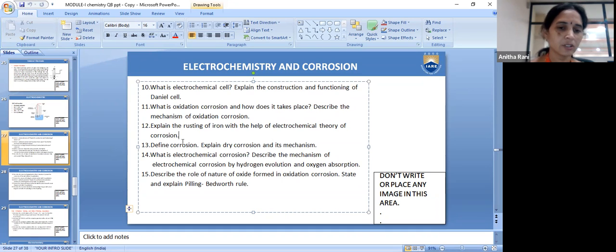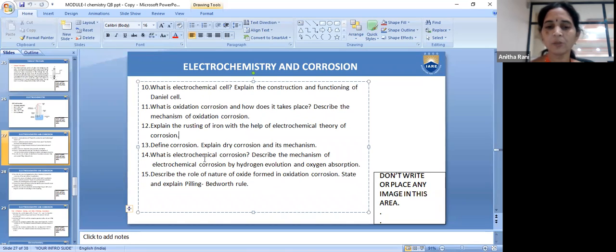Now, define corrosion, explain dry corrosion. You have to explain neatly with the mechanism. What is electrochemical corrosion? Describe the mechanism of electrochemical corrosion by hydrogen evolution and oxygen absorption. Questions you are getting differently, but you can write the answers. This is the wet corrosion you have to write.